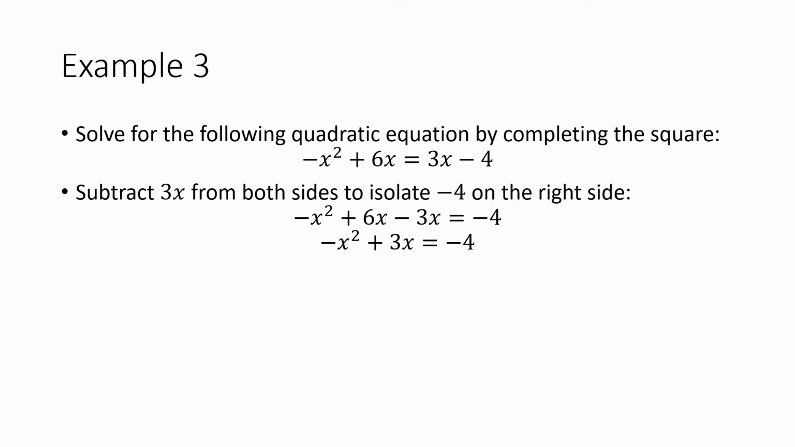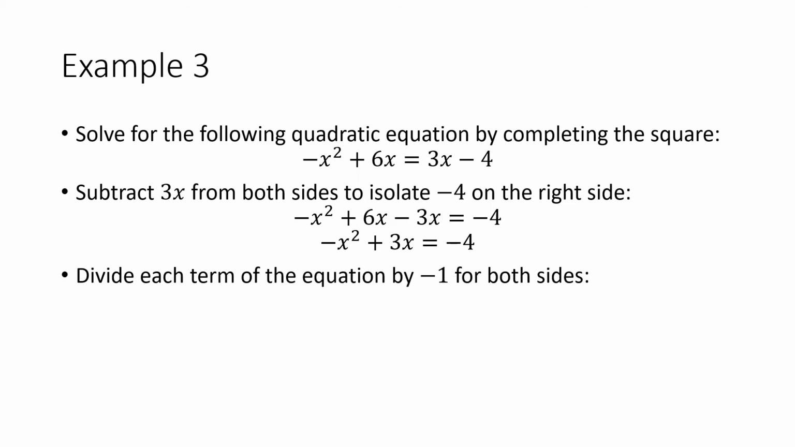Now, we have to actually get rid of the negative 1 from the negative x squared, because x squared is now being multiplied by negative 1. And this actually also applies to any a value, really. The goal here is to make sure that your quadratic equation does not have an a value attached to it. So we will get rid of it by dividing each term of the equation by negative 1.